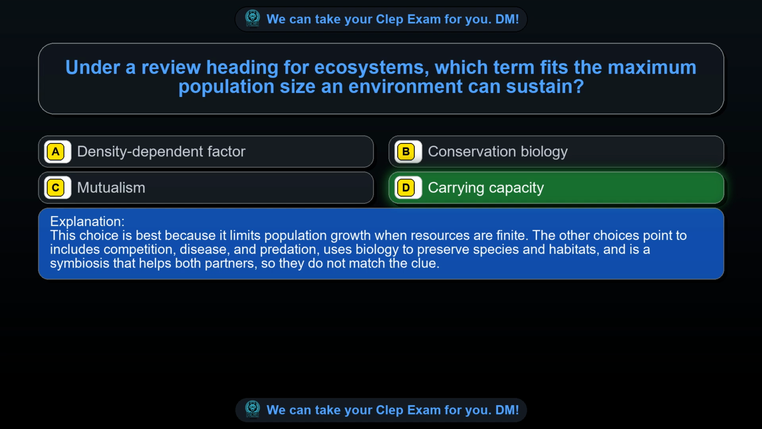The other choices point to includes competition, disease, and predation, uses biology to preserve species and habitats, and is a symbiosis that helps both partners, so they do not match the clue.